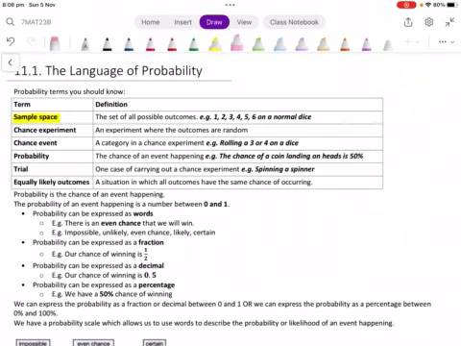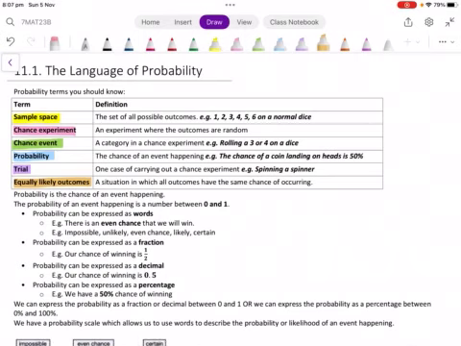The next one is chance experiment, which is an experiment where the outcomes are random. Chance event is a category in a chance experiment, such as rolling a 3 or 4 on a dice. Probability is the chance of an event happening, e.g. the chance of a coin landing on a heads is 50%. Trial, one case of carrying out a chance experiment, such as spinning a spinner. And lastly, equally likely outcomes, which is a situation in which all outcomes have the same chance of occurring.